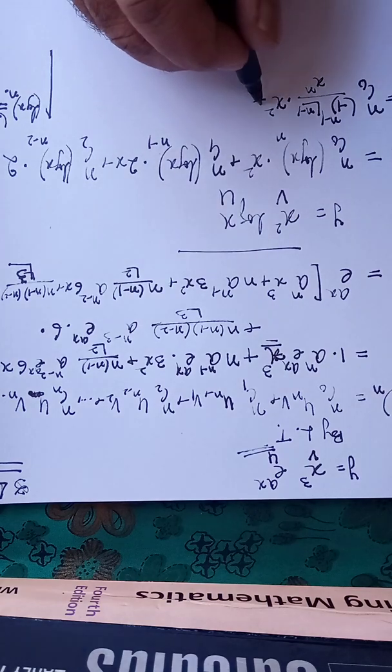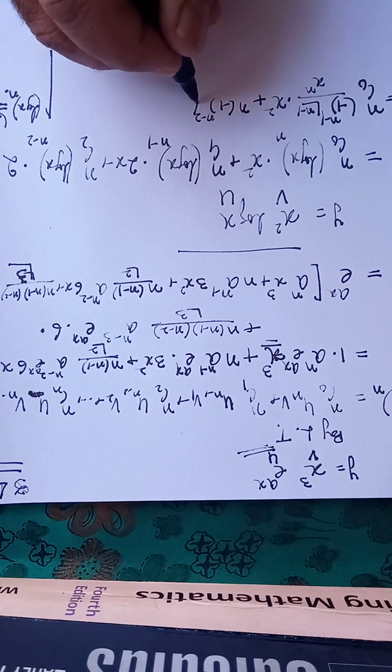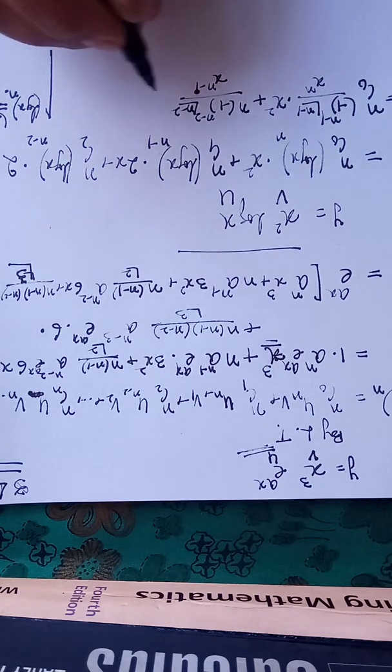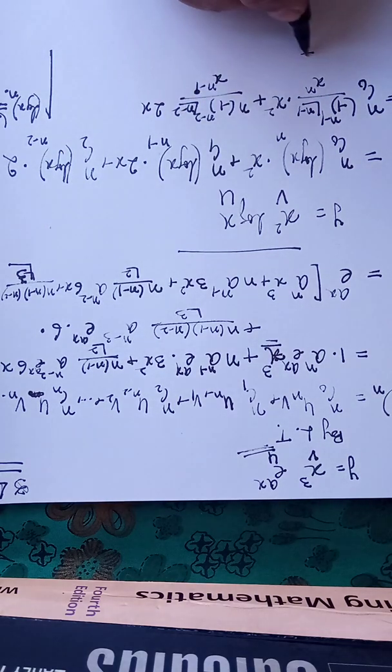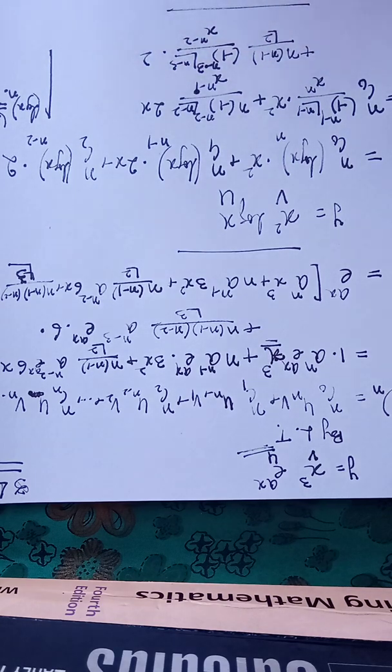Plus nC1, it is minus 1 raised to power n minus 2 factorial n minus 2 over x raised to power n minus 1, times 2x. Then n into n minus 1 by factorial 2, minus 1 raised to power n minus 3 factorial n minus 3 over x raised to power n minus 2, and 2. This is it. Fine. Let me take one more question.